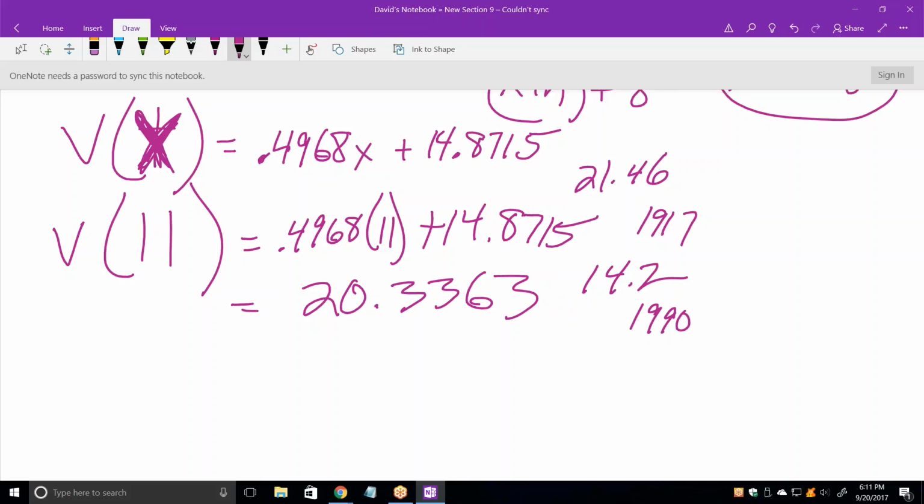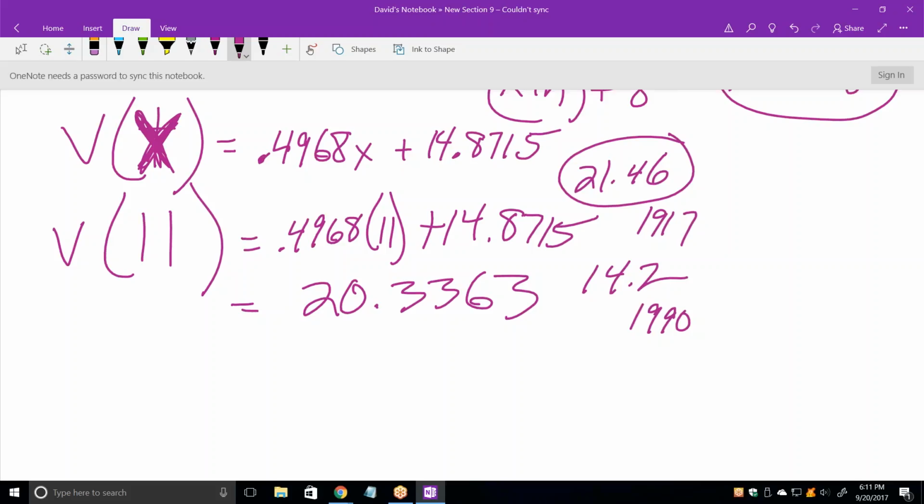Okay, so the next part of the question says, use this function to predict the amount of time it will take in 2013 and in 2022 to equal the value of one currency in 1917. They've told us what one currency is in 1917. It says, use this function to predict the amount of time it will take in 2013 and 2022 to equal value. 2013 first.